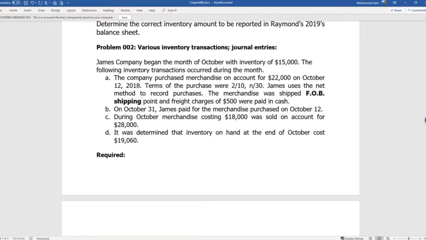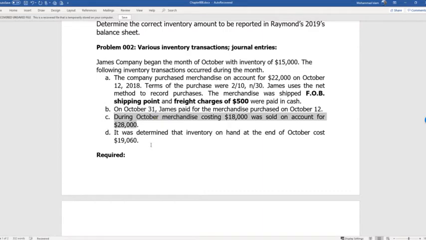Okay, if it is free on board shipping point, the ownership of the goods in transit goes to the buyer, and the buyer needs to pay the freight charge. Okay, so we'll be working on this in this one. And October 31st, James paid for the merchandise. James purchased on October 12, and they paid October 31st, so actually they paid after the cash discount period.